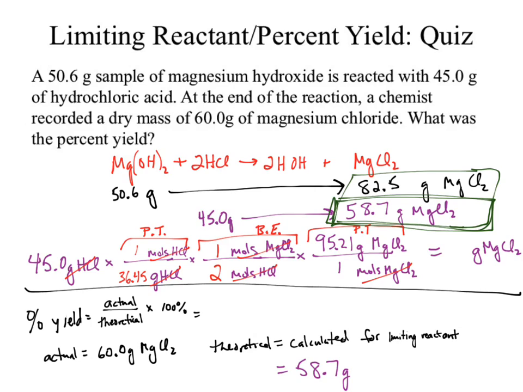Make sure you use your complete unit. We can now enter this into our calculation. We would take 60.0 grams of magnesium chloride and divide that by our theoretical yield of 58.7 grams of magnesium chloride. Everybody okay with that? What do you get as an answer?